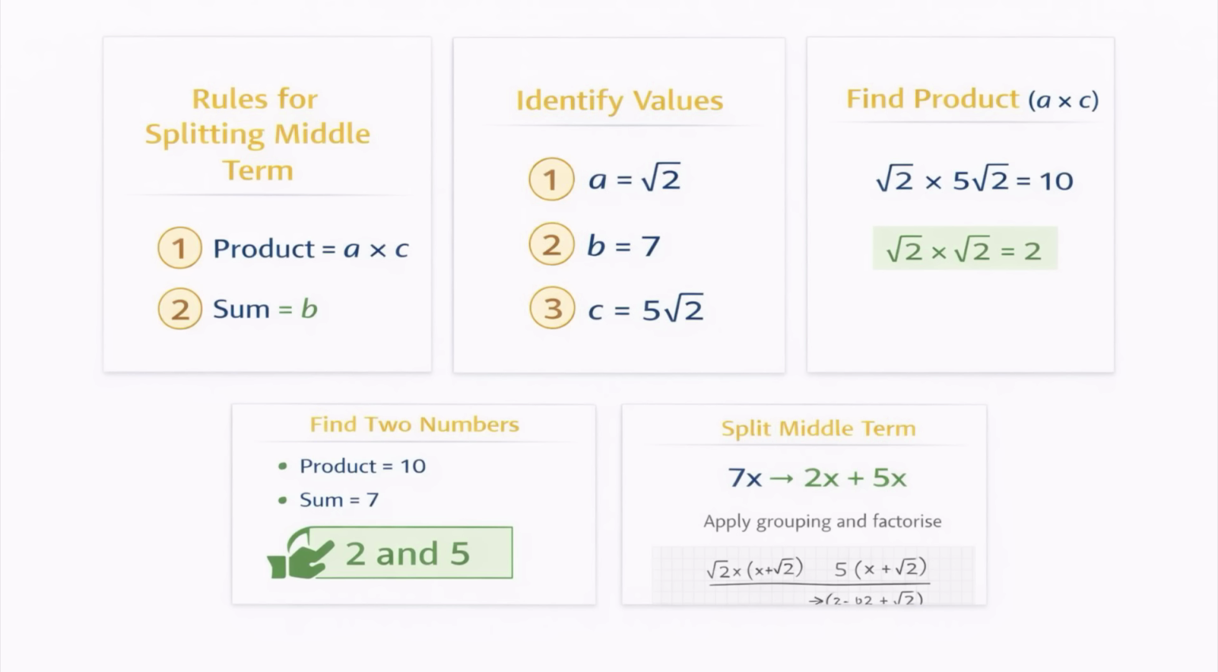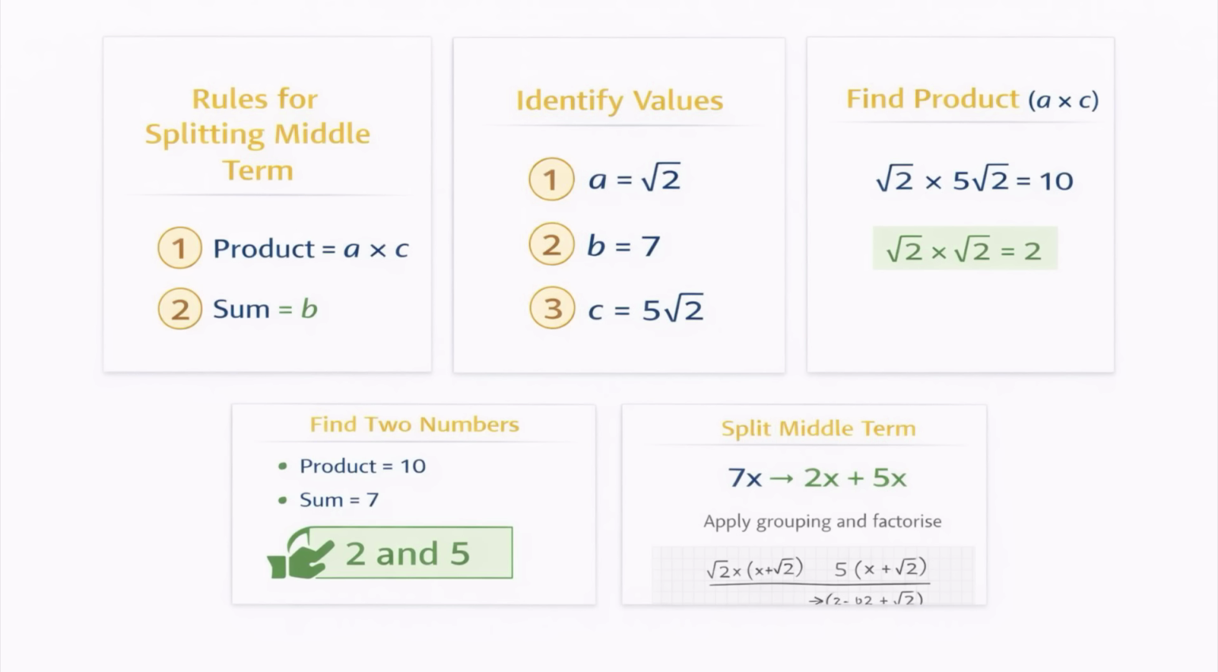Now let's solve this question step by step. First write the equation in the standard form. So that is root 2 x squared plus 7x plus 5 root 2. From this we know a is root 2, b is 7 and c is 5 root 2. Now apply rule number 1. Multiply a and c. What is a? Root 2, and c is 5 root 2.